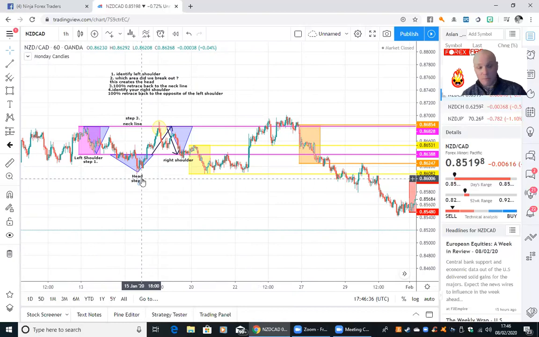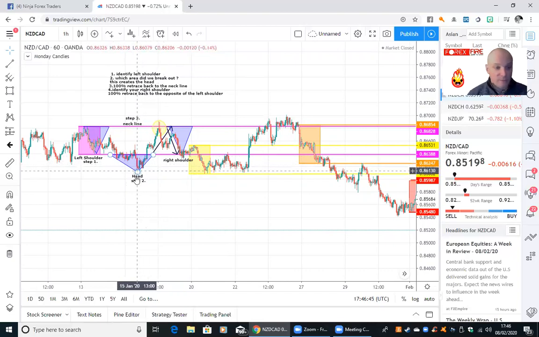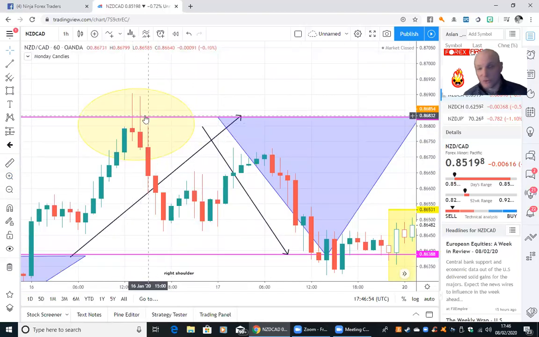So that's your supported area. So you need 100% retrace back to the neckline. The neckline is always opposite to the head, okay? So from there, this would then become the neckline. Did we get a retrace? As you can see, we certainly did to that area, and we had the touch, okay?